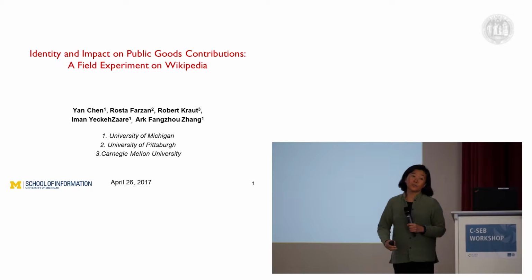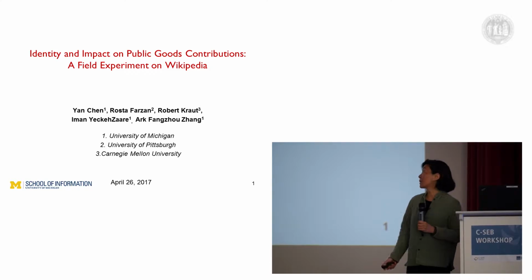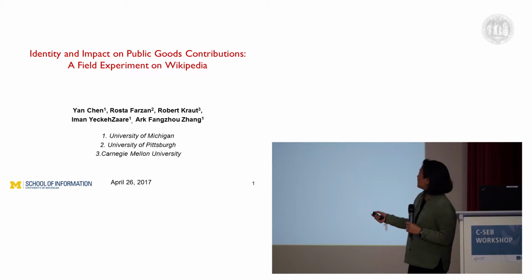You'll notice the title has changed, and that's because it's a very new paper. The data collection ended at the end of November 2016. So this is about identity and impact on public goods contribution, and the public good in this context is Wikipedia.